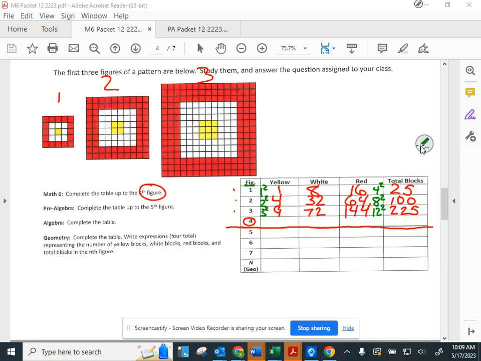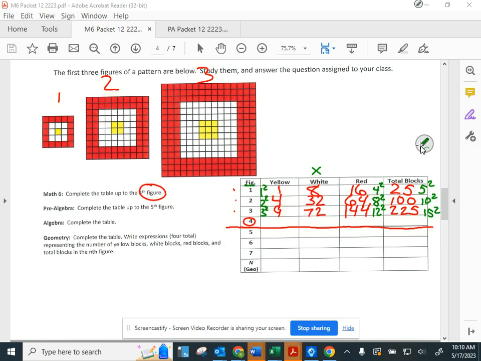Let's look at our total blocks, thinking about squaring numbers. We look at 25. Perfect square of what? 5. 100 is a perfect square of what? 10. 225 is a perfect square of what? 15. Is there a pattern there? Yes. So the white one isn't quite as noticeable what our pattern is. There is a pattern that has to do with squares.